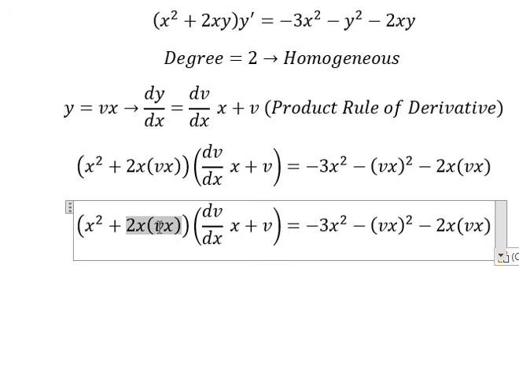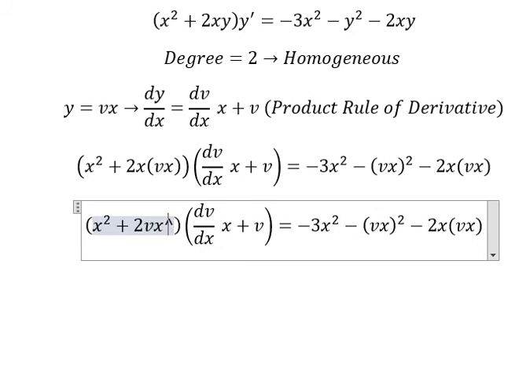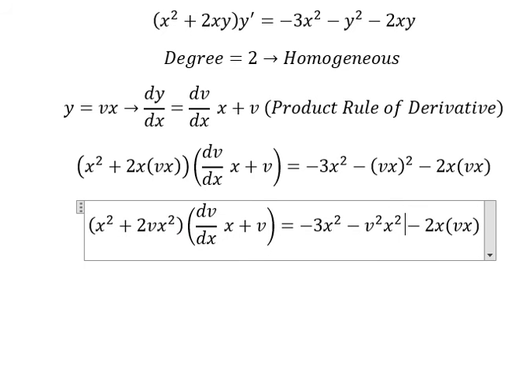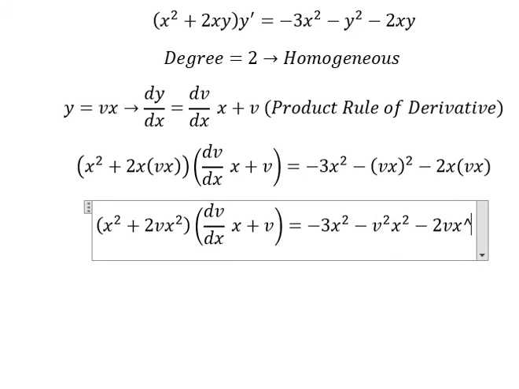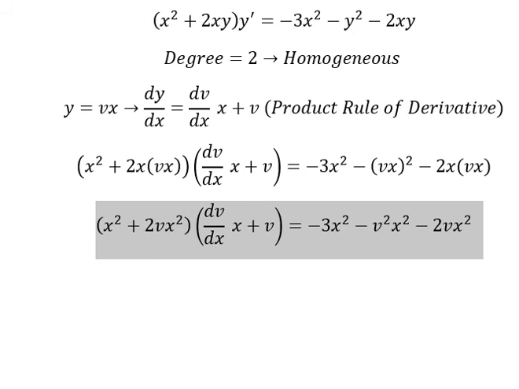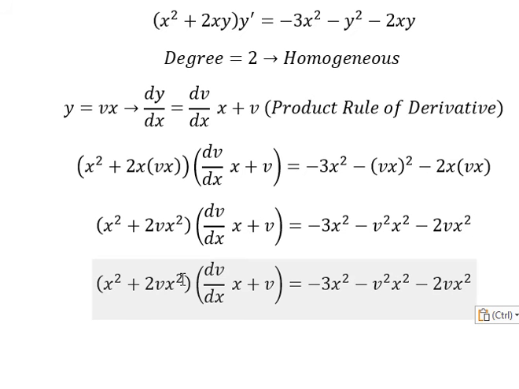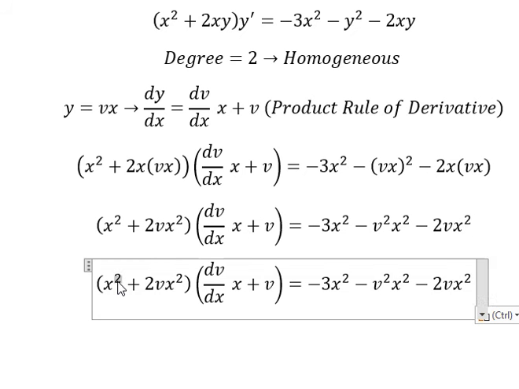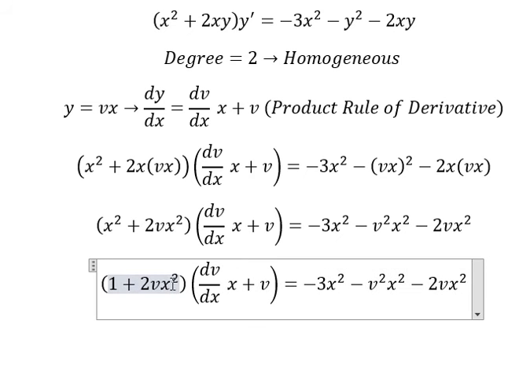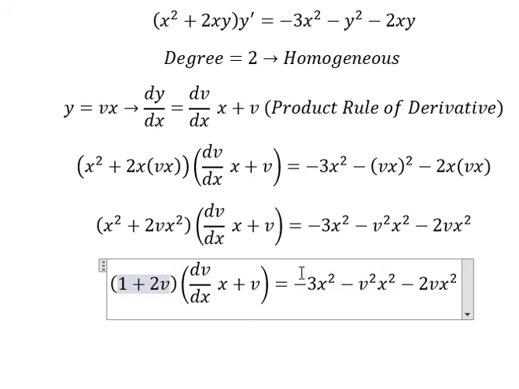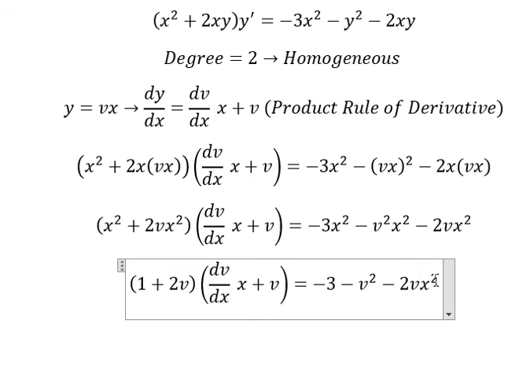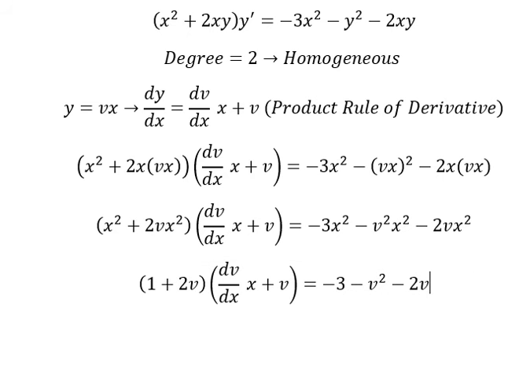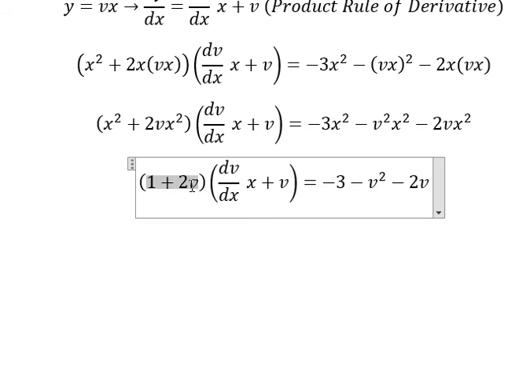So this one we have 2vx squared. This one we have v squared x squared. This one we have vx squared. Later, we simplify x squared for both sides. Next, we divide both sides by this one.